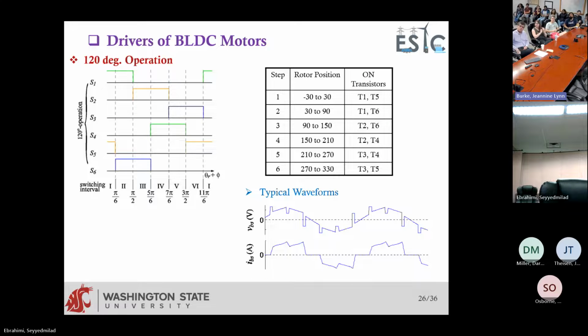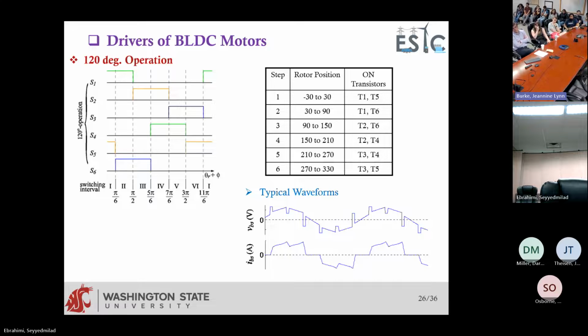In 120-degree operation, the switches are switched like this with another table of logic. In this one, every switch is on for 120 degrees. So the upper and lower switches, each of them are on for 120 degrees, so they should also be off for 120 degrees. So one leg will be off and floating for 120 degrees. It's a little bit complicated, but the typical waveforms look like this for the phase voltage and for the current, which looks like a rectangular waveform like this. But these are the typical waveforms.